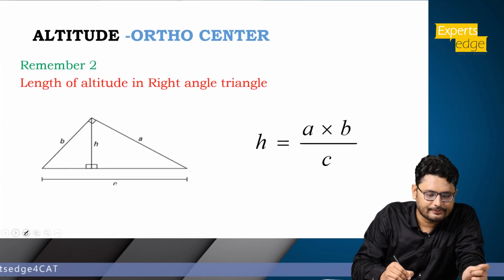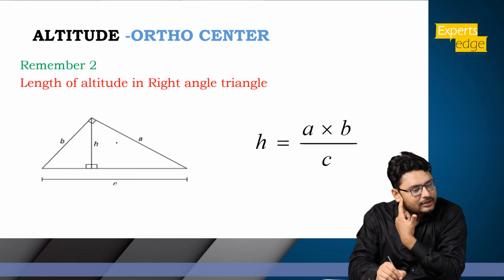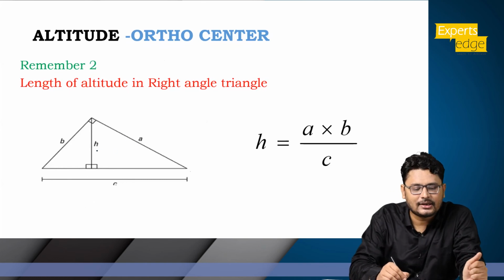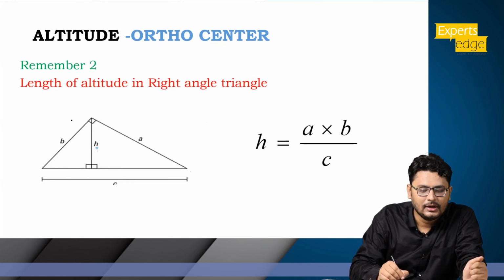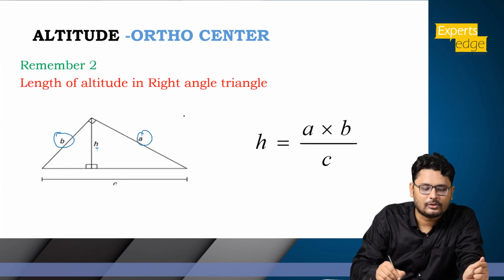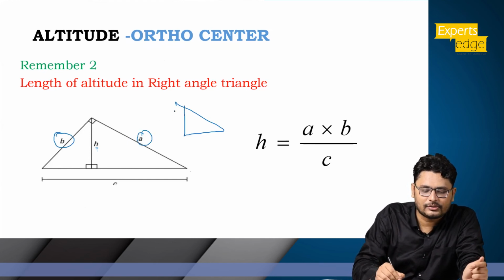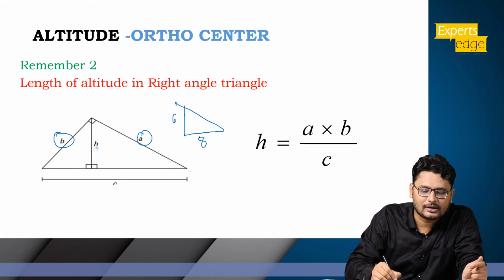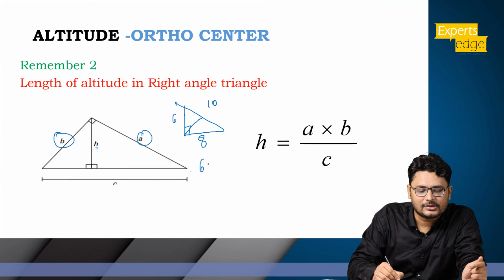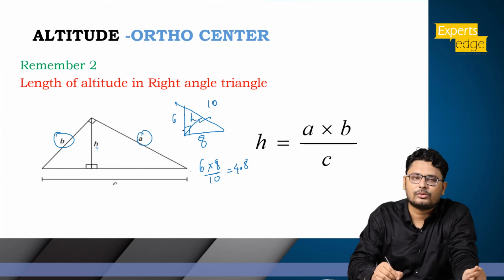Next, length of an altitude. अगर राइट एंगल ट्राइंगल में मुझे हाइट चाहिए इसकी, तो सिंपल होता है a into b by c. ठीक है, so let's say if I ask you the height of 6, 8 and 10, ये 6 है, ये 8 है, ये 10 है, तो ये ट्राइंगल का हाइट क्या होगा? Nothing but 6 into 8 by 10, that is 4.8. ठीक है, so there is a second thing.